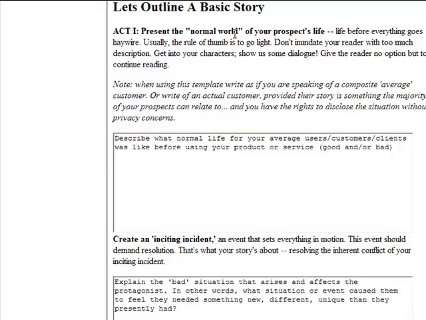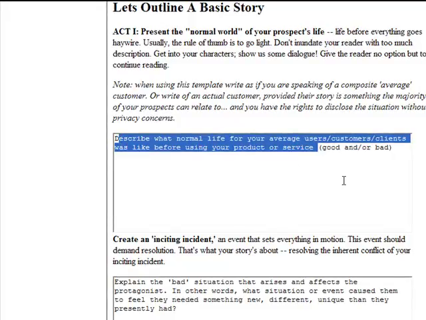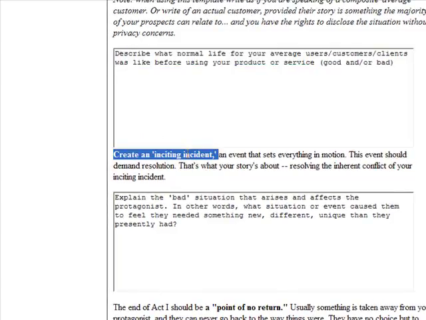And so Act 1, this is a normal world. The normal world for the client is either doing nothing, using templates that don't work so well, or trying to write sales letters in-house without the knowledge of how to write sales copy. And so what we would do is describe what normal life for them would be like for the average customer. We put that here. Then create an inciting incident for someone who's writing their own sales copy.